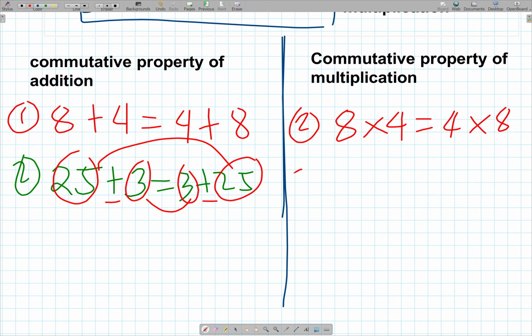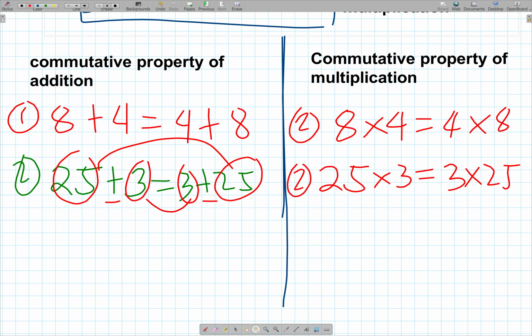Okay? And then, kung naging ganito, 25 times 3 equals 3 times 25. Okay, so meron tayong 25, meron din sa kabila, may 25, 3, meron din sa kabila 3, and then times and times. Ang ibig sabihin yan, commutative property of multiplication.